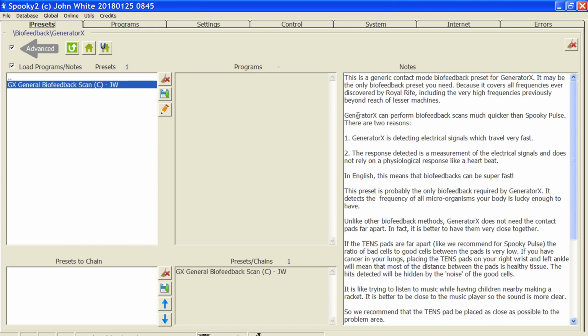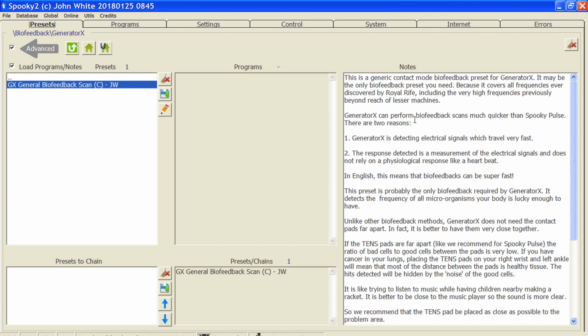Back to the presets tab, Generator X can perform biofeedback scans much quicker than Spooky Pulse. Now there's two reasons for this. The first reason is Generator X is detecting electrical signals which travel very fast. How fast are electrical signals? Well, they're not as fast as light, but they're not far from that speed. And so as far as you and I are concerned, they can be regarded as pretty much instantaneous. The second reason why the biofeedback scans are much quicker is the response detected is a measurement of the electrical signals and does not rely on a physiological response like a heartbeat.